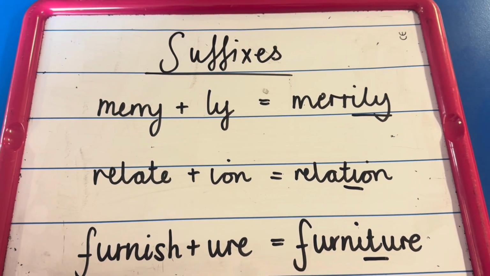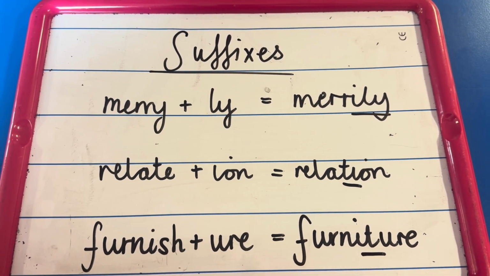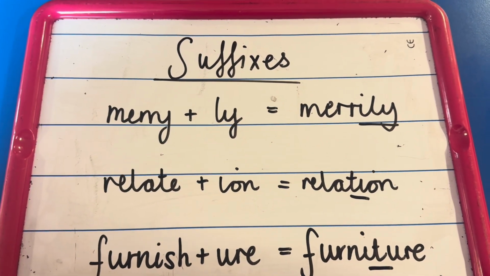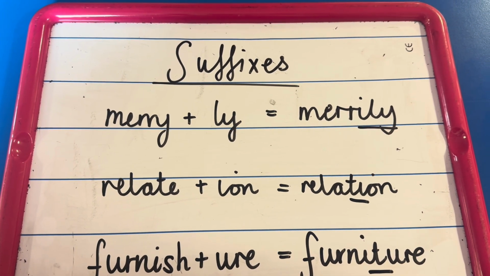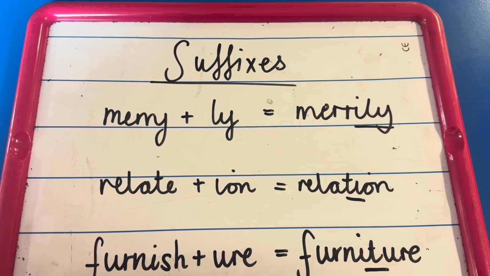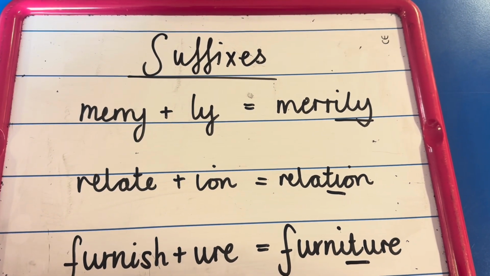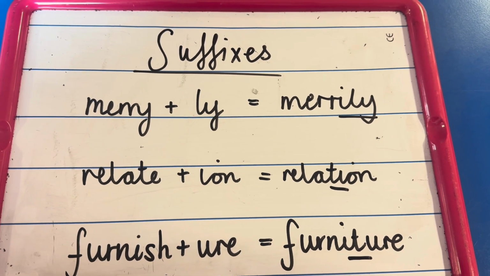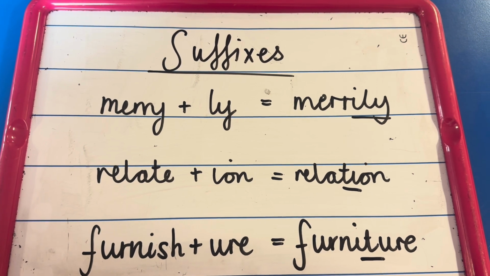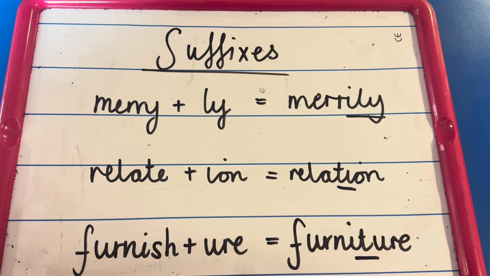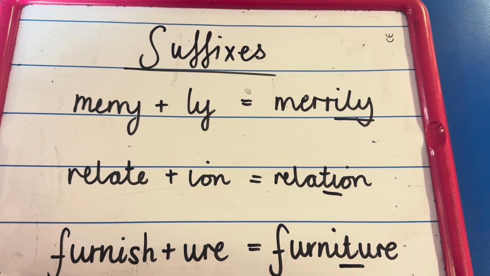Spelling can be a little bit trickier when looking at suffixes when you're starting with a root word. Here are some examples. If you start with merry and add the ly suffix on to the end, you need to change the y to an i and then add the ly suffix, making merrily. When you're starting with relate as your root word and you're adding an ion suffix, you drop the e to get relation.